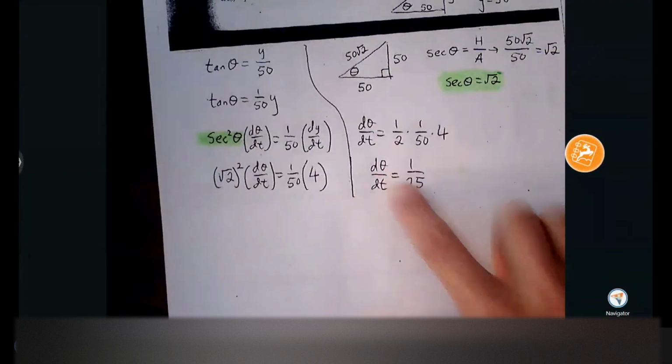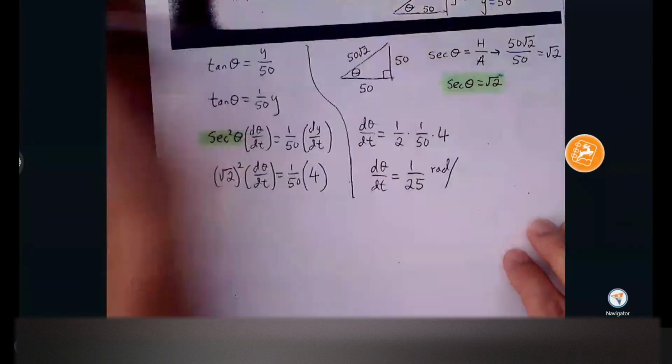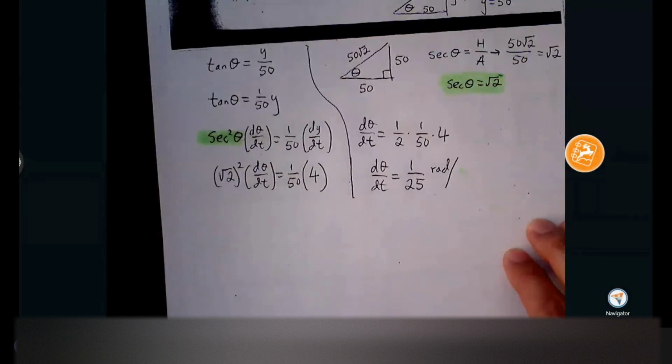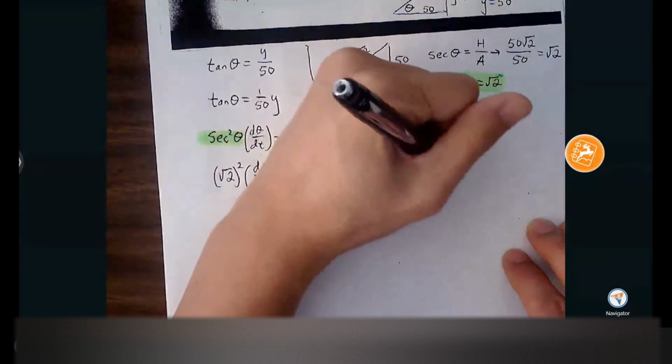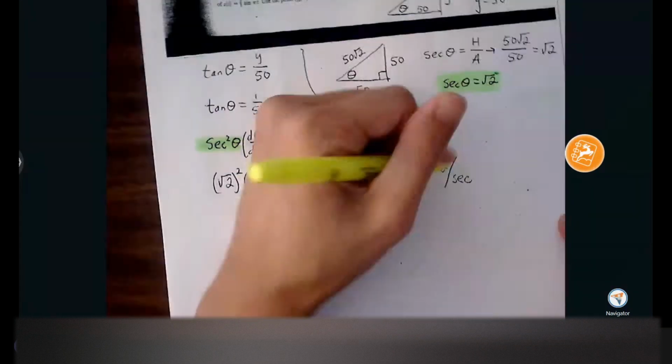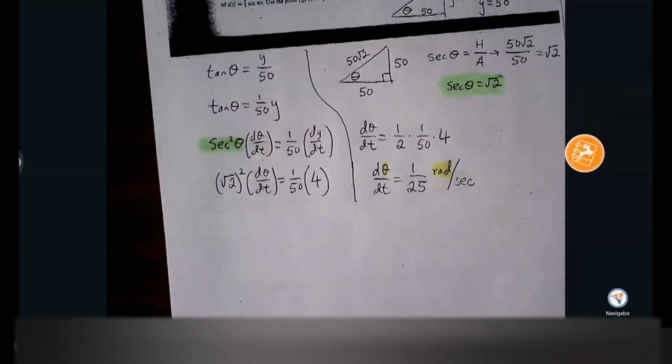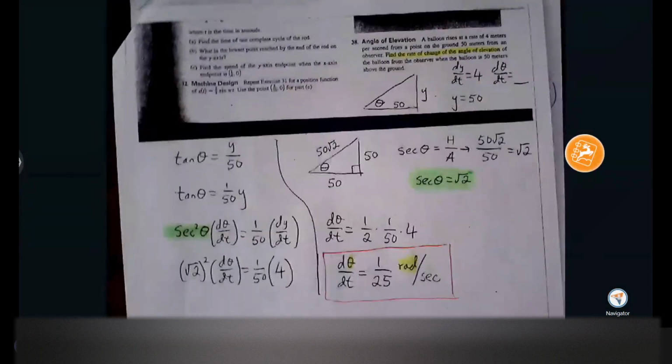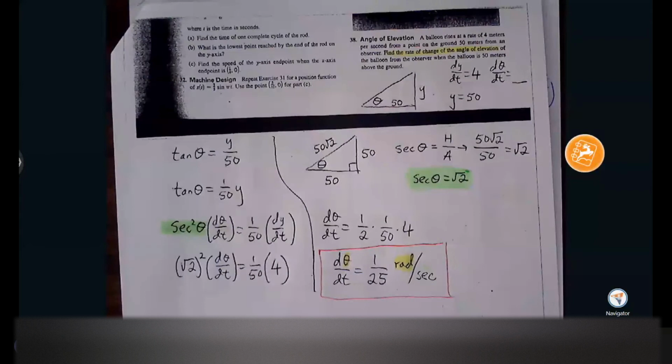Always radians for theta. Time units, still seconds. Make sure you don't put meters or feet or inches, right? With theta, with angle measure, it's always going to be radians. All right, any questions here?